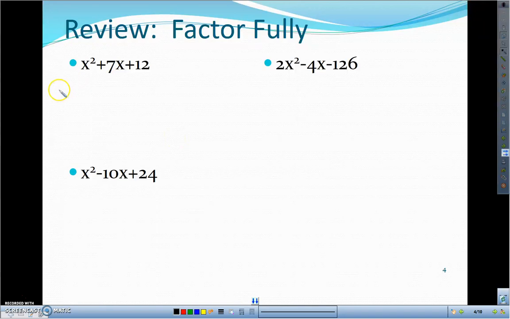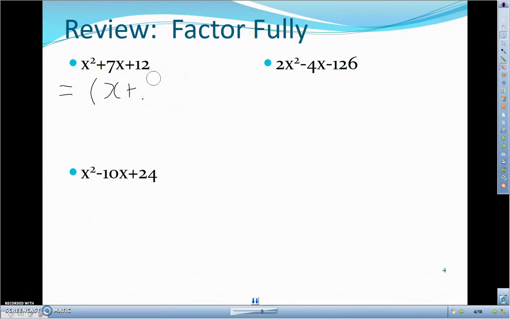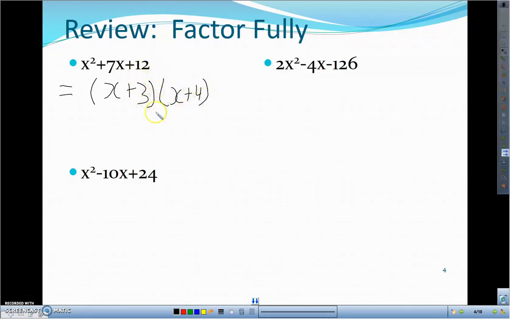At this point, I'd encourage you to pause and try to do these, and then we'll take them up. Now that you've had a moment to try these questions, two numbers which multiply to 12 and add to 7 are 3 and 4. So it's bracket x plus 3, bracket x plus 4. 4 plus 3 is 7, 3 times 4 is 12.